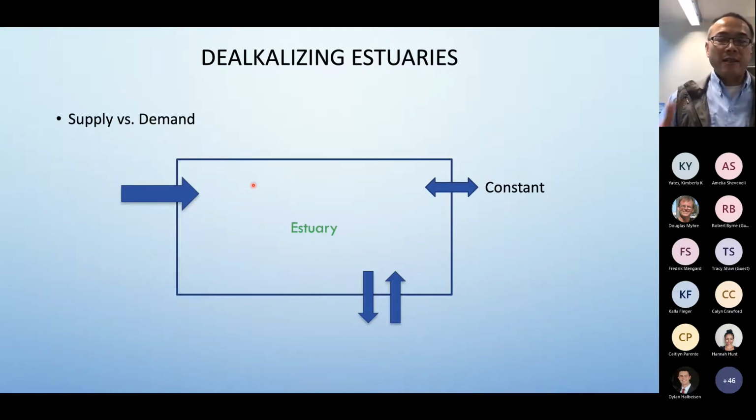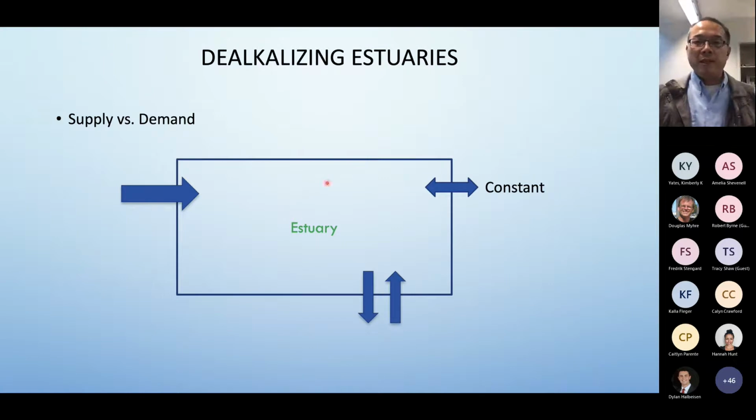If you look at the estuary as a box, there is input, which is coming mostly from the land, and then there is also exchange between the coastal ocean and the estuary. And there may also be benthic processes that can alter alkalinity in the estuary. After all, estuaries here in Texas are mostly a few meters deep. They're not really deep.